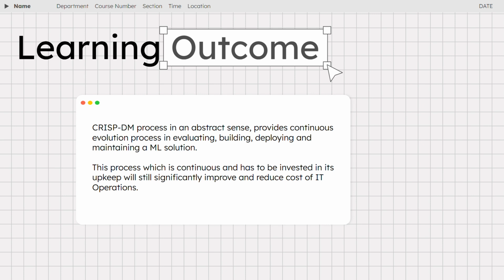So of all this exercise, what is the outcome? My learning is that CRISP-DM as a framework, in an abstract sense, provides a continuous evaluation process. It's a complete model lifecycle framework, from evaluating, building, deploying, and maintaining a machine learning solution. This process is continuous, which means you are heavily invested. You can't have people build and move on to the next project. It has to be continuously monitored and maintained so the model can be upkept. Following all this will significantly improve things and reduce the cost of IT operations.